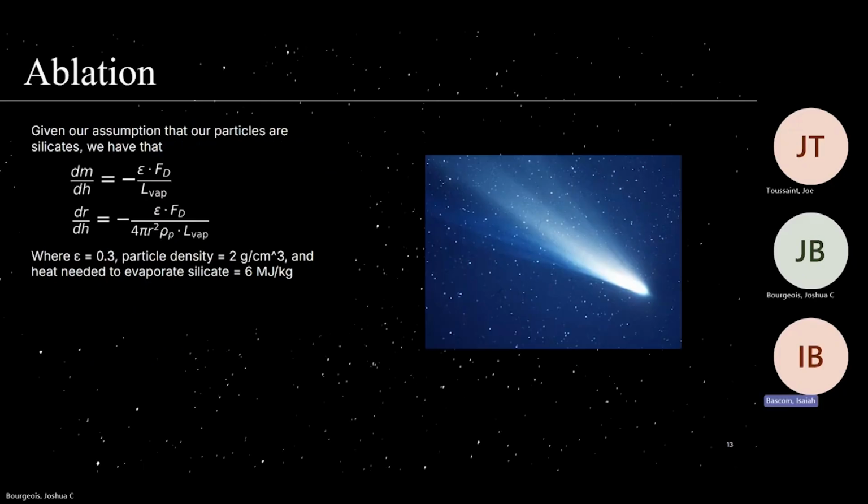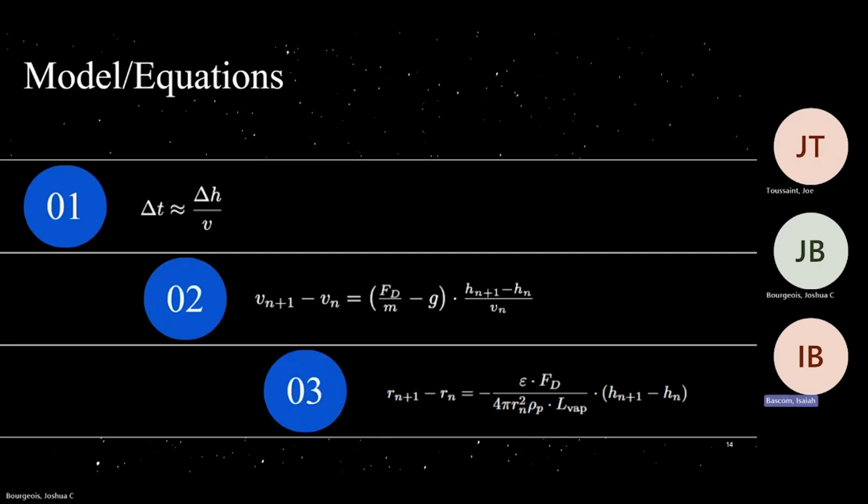And then for our ablation, this is describing our change in radius. What we have is our particles falling through the atmosphere, experiencing friction, and that heat's causing us to lose mass. And due to our assumption that we have a uniform density, we can then relate that to radius as seen in our equations. So with both our equations for drag and ablation, we get these final two formulas or difference equations for velocity's change and for radius's change.